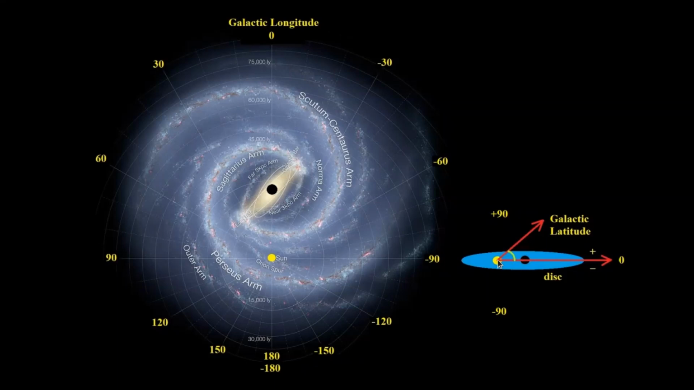If we look along the plane of the disk, that would be 0 degrees galactic latitude. Looking above the disk, all the way up to 90, is positive galactic latitude. And looking below the disk, all the way to -90, is negative galactic latitude.